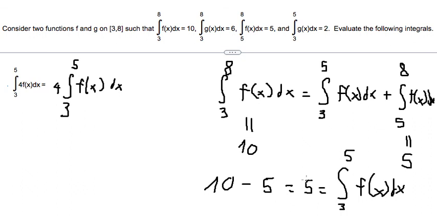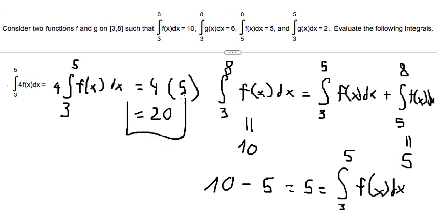So we put the value of number 5 on here. Number 4 multiplied by number 5, you got about 20. And this is the final answer.